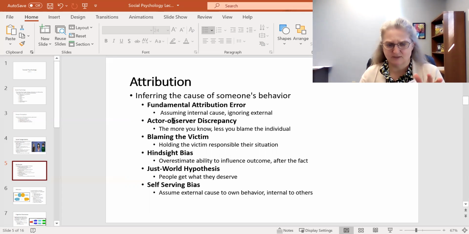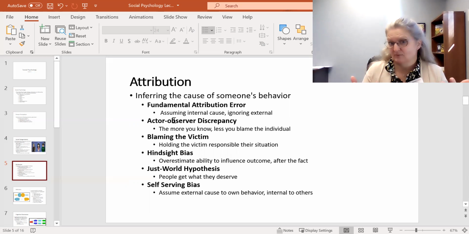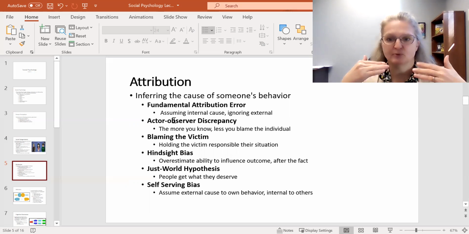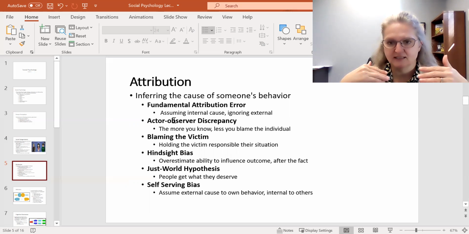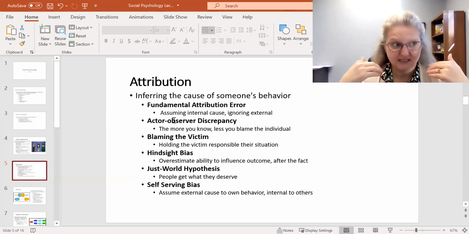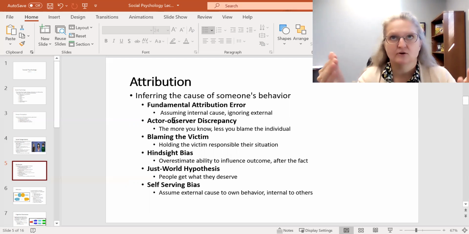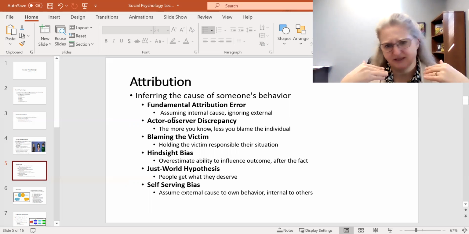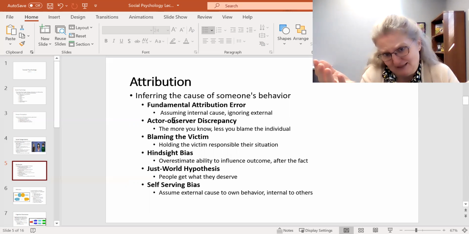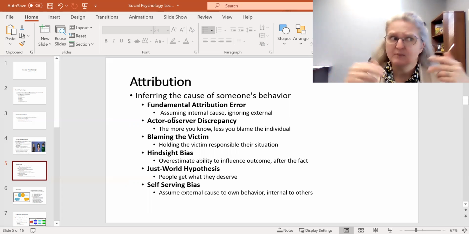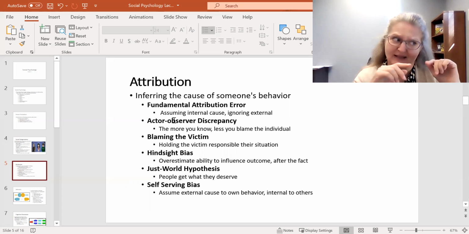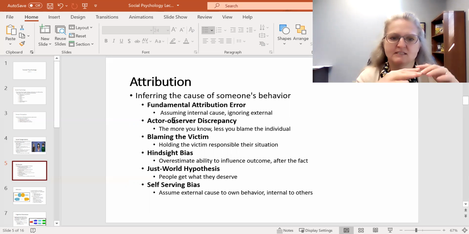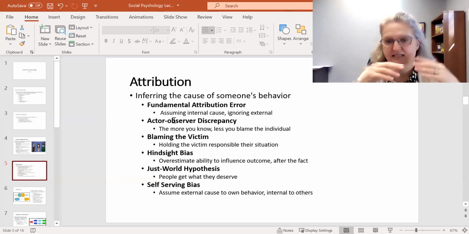Actor-observer discrepancy, or sometimes called actor-observer bias, is along the same lines, and it says that if I'm the person doing it, I will explain the situation more favorably to me than if I'm watching someone do it. So if I'm the one acting badly, I really am not acting that badly, and it's because of somebody else. But if I'm watching somebody act badly, man, they are really out of control. What's wrong with them? Instead of me seeing that it's the context. But when it's me, it's temporary, and I see the context.